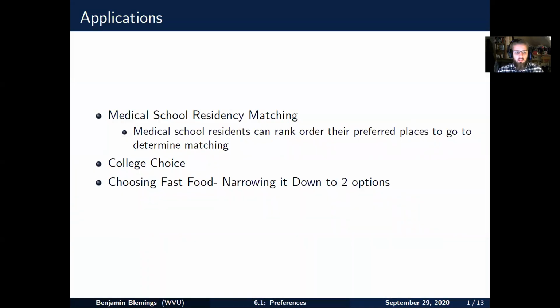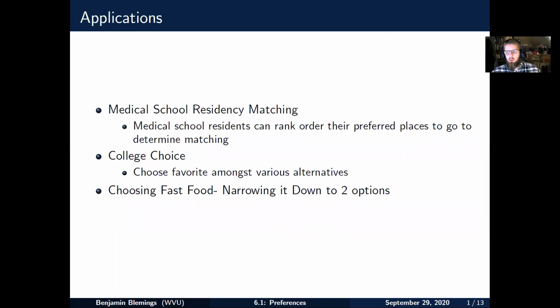Some applications of preferences that you have probably seen in the real world: one is medical school residency matching. When you get done with your degree, something you have to do is be in residence at an actual hospital. And what people do is they write down a rank ordering of their preferences over places to be a resident. So they rank where they would prefer to be. College choice, so you're choosing amongst alternatives and you can only pick one. And then another one would be choosing fast food.